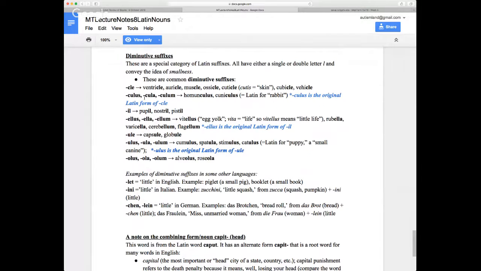So CLE gives us words like ventricle, auricle, muscle. It actually means a little mouse. The idea is that when you're flexing your muscle, you actually see a little mouse running under your skin. That's apparently what ancient people thought. I certainly don't.